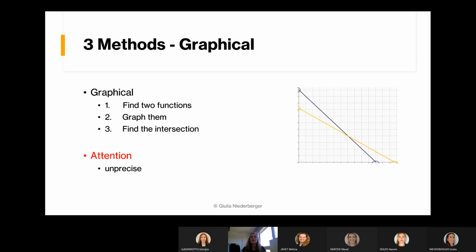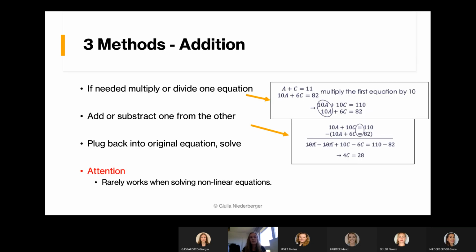Then there's 3 methods to finding your intersections. You can either graph them and just find the intersection this way, which is most of the time not very useful because it's imprecise. It's only useful when you use it for solving inequalities to find your range. But when you're just looking for one point, I wouldn't use this one.